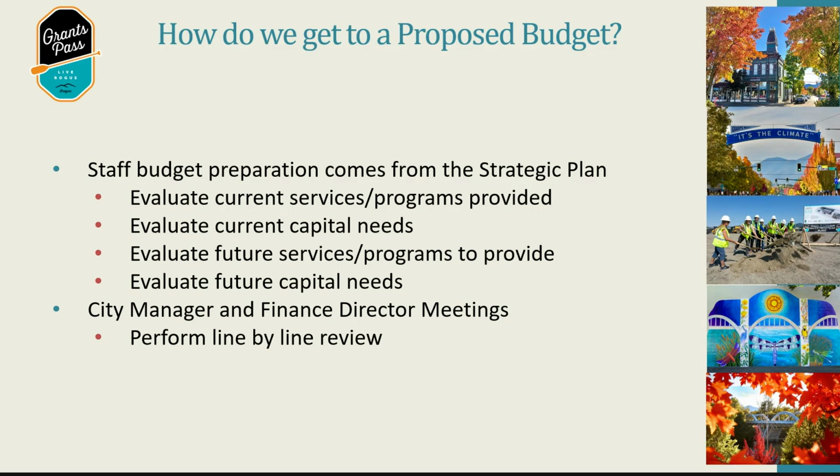Staff budget preparation comes from the strategic plan, as I mentioned. We evaluate current service programs and levels. We evaluate current capital needs. We evaluate future services and programs to be provided, and we evaluate future capital needs. The city manager and the finance director have meetings with each department and division, and we perform a line-by-line review of that and make sure that the resources are matching council's strategic plan and the direction that council's provided from a policy perspective. Through those meetings, what we get as an end product is a proposed budget to you at the first budget committee meeting.